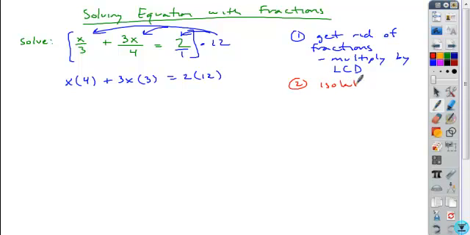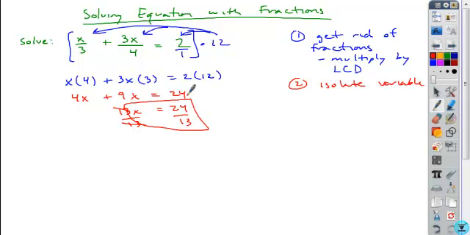solving problem. So you isolate the variable, just like we did in any linear equation, giving us 4x plus 9x is equal to 24. 13x is 24. We're looking to completely isolate this variable, so we undo all the operations, and you get your solution 24 over 13.